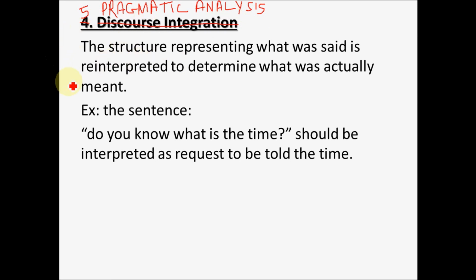In the fifth step, the structure representing what was said is reinterpreted to determine what was actually meant. For example, if the sentence was, "Do you know what is the time?" this should be interpreted as a request to be told the time. So this is pragmatic analysis. This completes the stages of NLP.